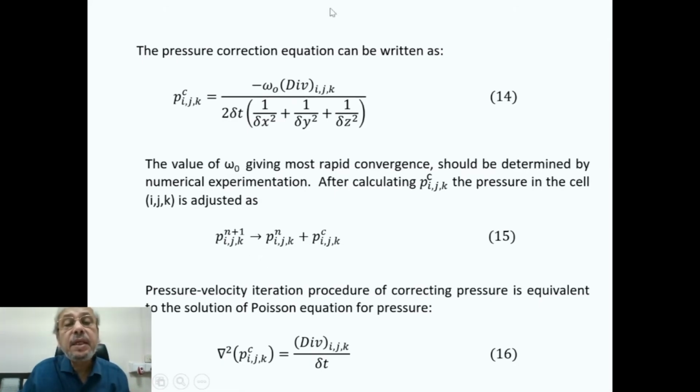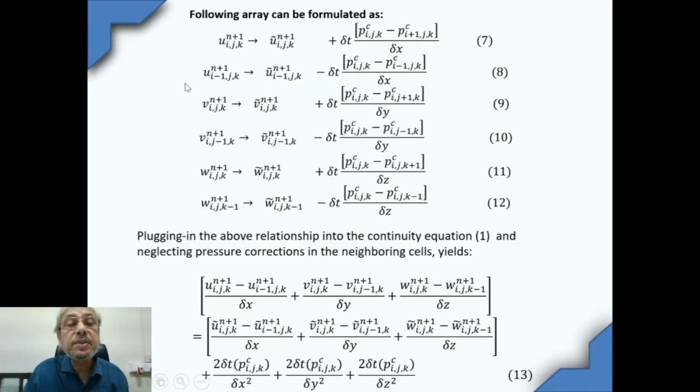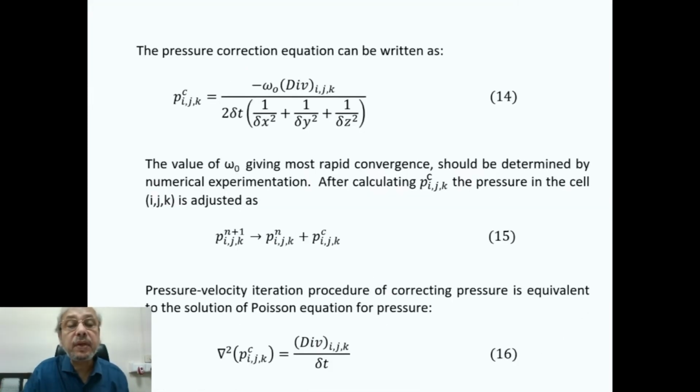But finally, when the correct velocity quantities evolve, divergence will be zero, there will be no further pressure correction, and we'll get the correct pressure. By that time all the velocity terms have also evolved from provisional to corrected final velocities. So this is basically called pressure velocity iteration.